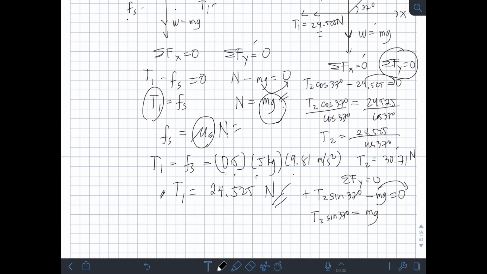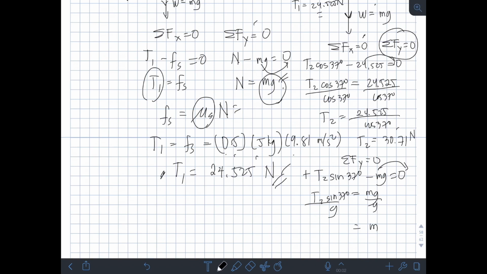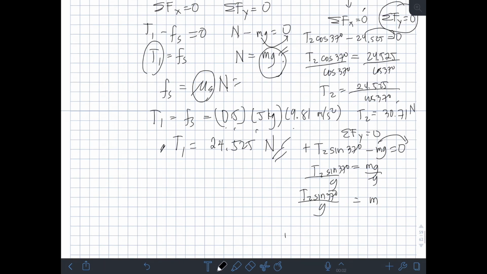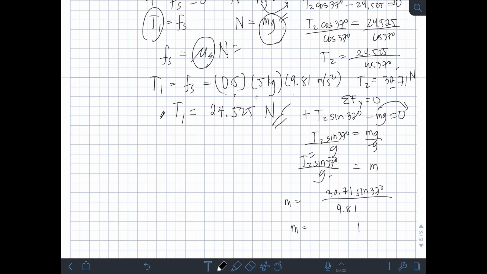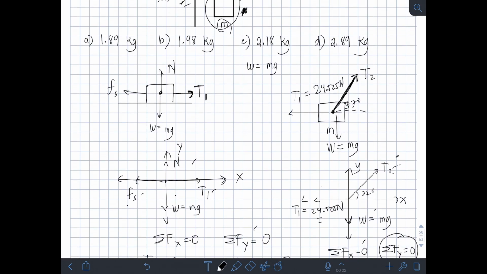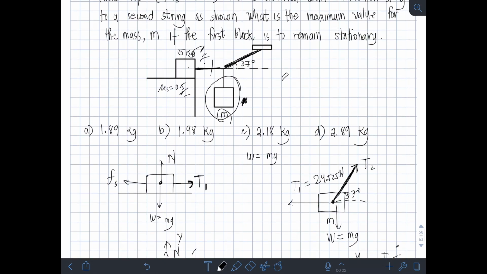So, ang kailangan natin is itong m. So, divide natin both sides by g. So, masasolve natin si m as T2 sine 37 degree divided by g. So, meron naman tayong value ng T2, right? 30.71 times sine 37 degree over yung acceleration due to gravity na 9.81. So, ang unit natin dito is kilogram. So, ilan yan using calculator? So, approximately 1.88 kilogram. Okay? So, therefore, the answer is letter A.